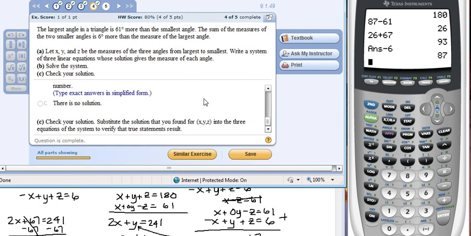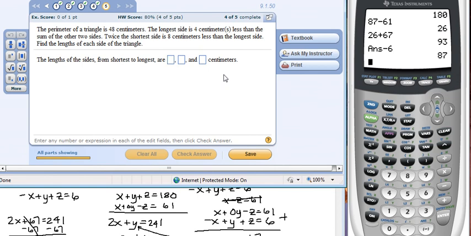Check your solution. Yeah, we just did that. So you can either do it numerically or verbally, and I like the verbal. It's a little faster. Oh, one more.